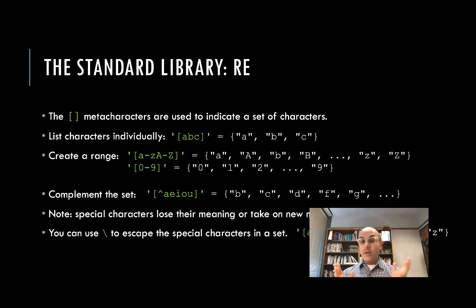When we have square brackets, the meta characters are used to indicate a set of characters. We can list characters individually, create a range, be a component of the set, and we can also use the escape as a special character of the set itself. For example, a-z will give me a set of premises that I can work with.